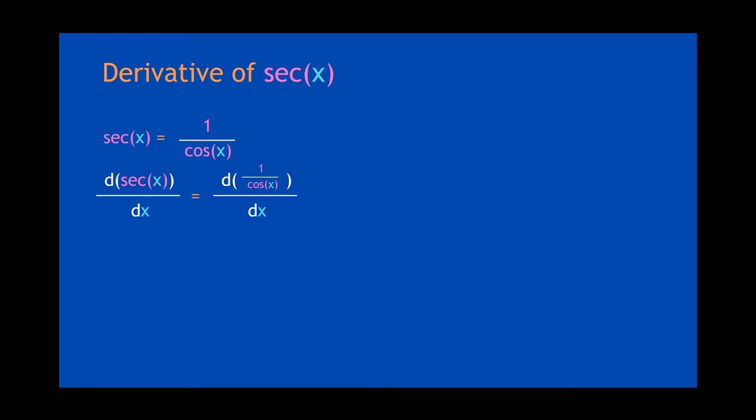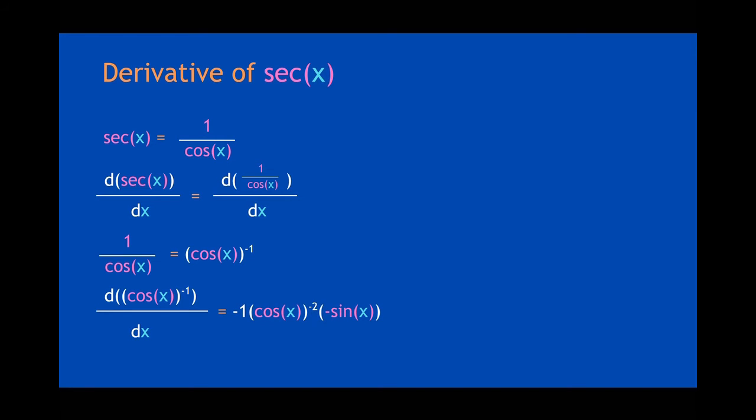From here, again, I'll do the same trick as before, where I rewrite 1 over the cosine of x as the cosine of x raised to the negative 1 power. This is again because we're using the power rule, and it's just a little way for me to remember to use the power rule when I'm taking a derivative. So the derivative of the cosine of x raised to the negative 1 power is equal to negative 1 times the inside function, which is the cosine of x, raised to the negative 2 power, and then multiply by the derivative of our inside function, which is the negative sine of x.